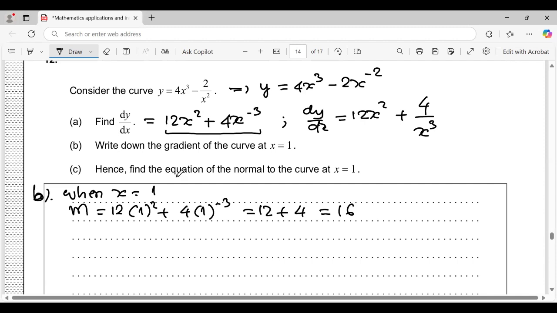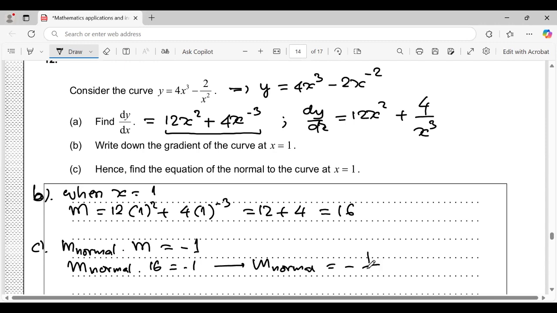Hence, find the equation of the normal to the curve at x equals 1. For the normal, we need to find the normal gradient first. The gradient of the normal times this gradient equals minus 1, because they are perpendicular. So m normal times 16 equals minus 1. So the gradient of the normal line is minus 1 over 16.